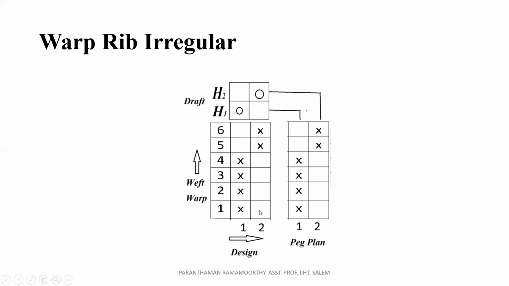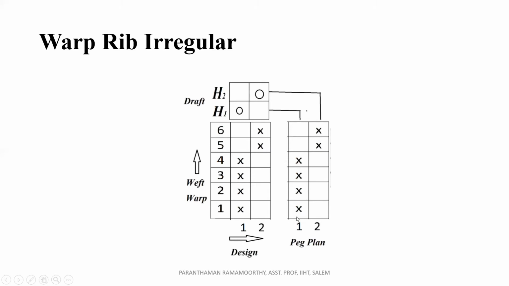In the plain view arrangement, the second end is kept down on the first 4 picks and lifted up on the last 2 picks. So the first end is drawn through the heald frame 1, and the second end is different from the first one, so it is drawn through the heald frame 2.